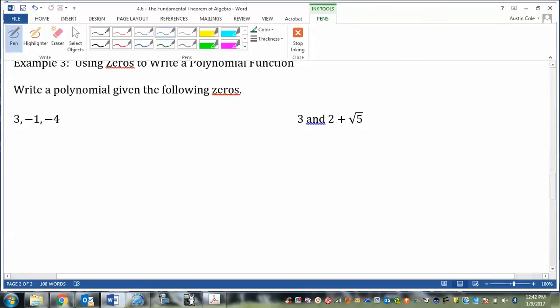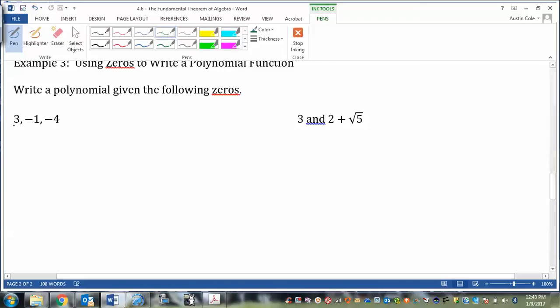Now, this next idea says, hey, we're going to take the zeros, the answers, the solutions to the problem, and we're going to work backwards and get a polynomial. So essentially, we're working backwards. Those other problems, we had a polynomial and found the zeros. Now we're going to find the zeros, work backwards to find the polynomial.